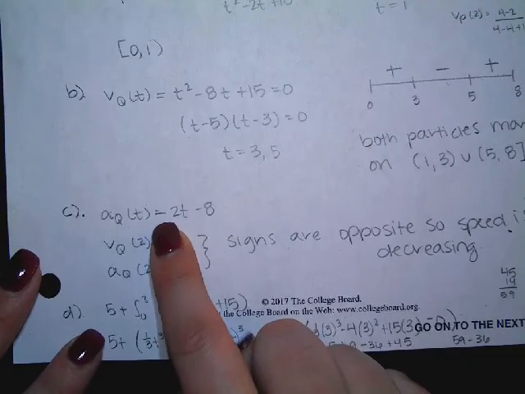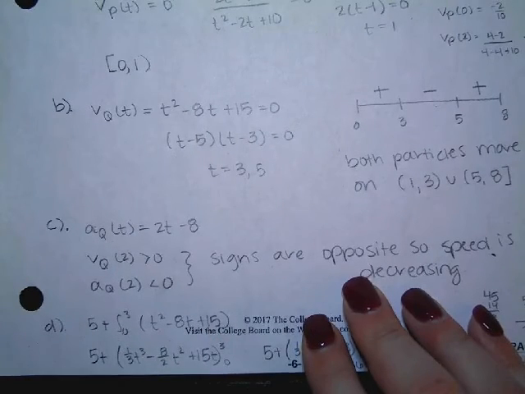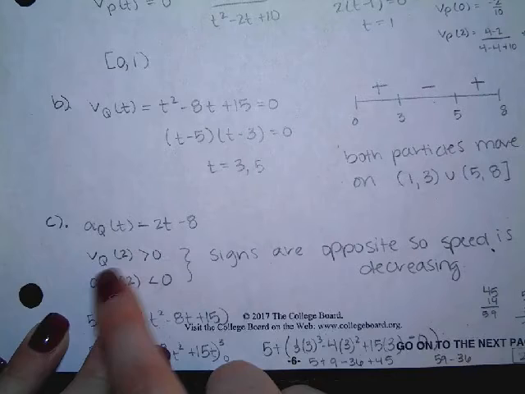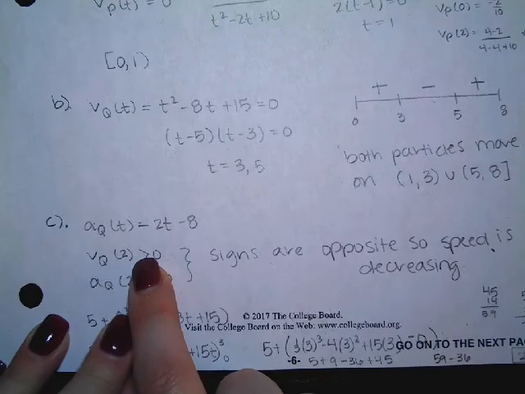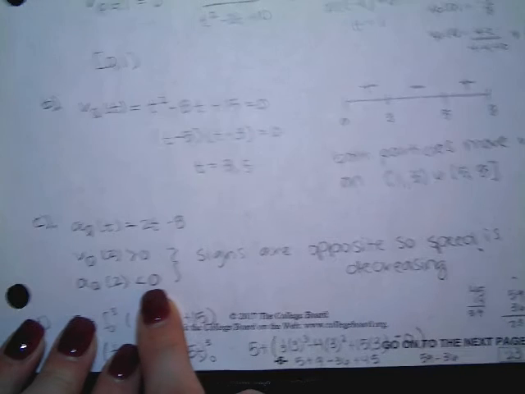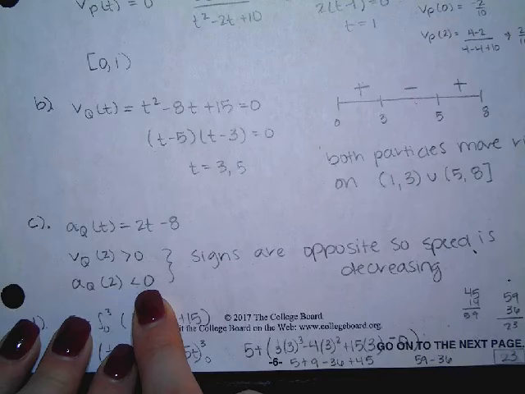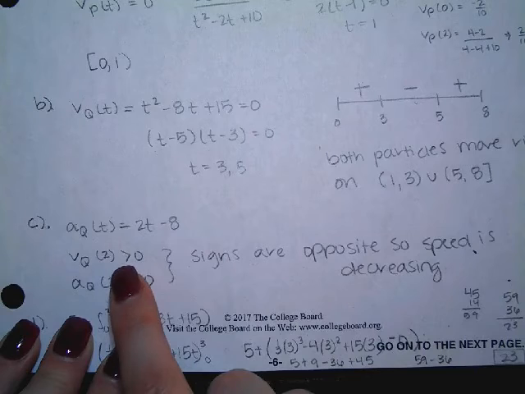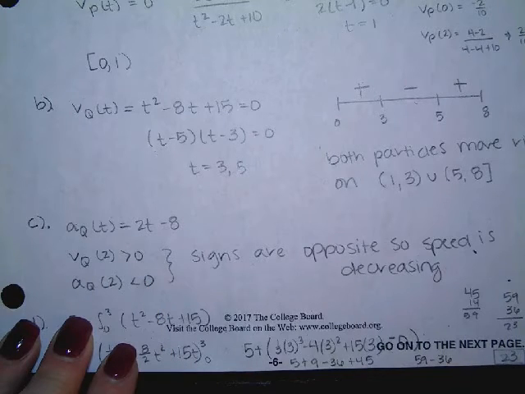Part C asks when is the speed increasing or decreasing? To find if the speed is increasing, we have to know that the acceleration and the velocity are the same sign, or if the speed is decreasing, they would be opposite signs. So what I did is I found that v of 2 was positive and a of 2 was negative, and since the signs were opposite, the speed was decreasing. We have to find the acceleration too. Oh, it does say that. Dang, I needed to write that.